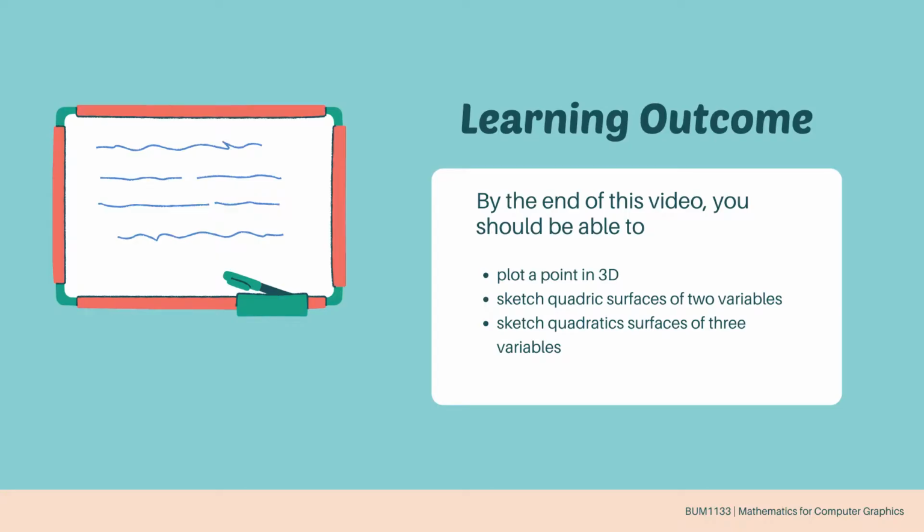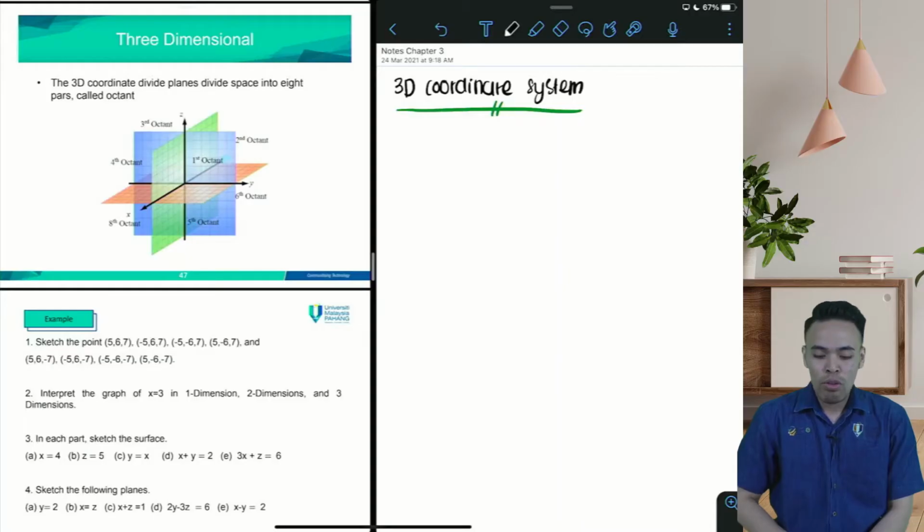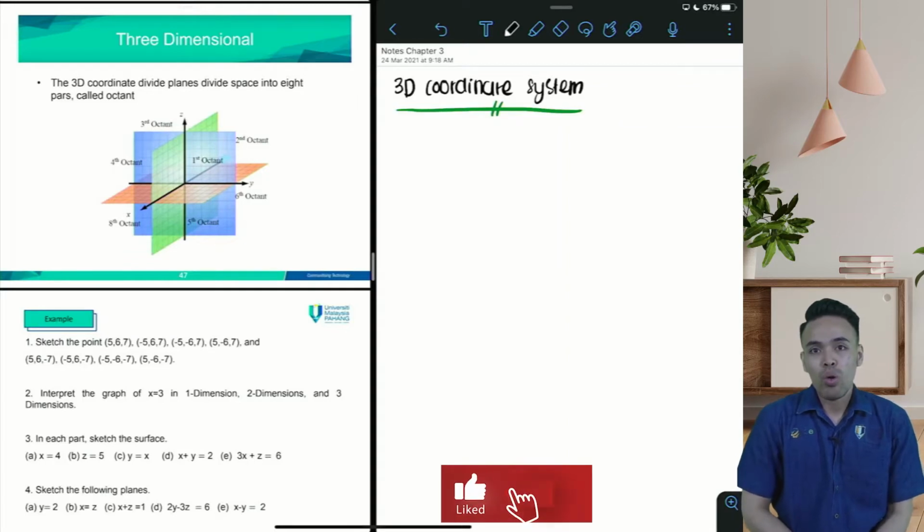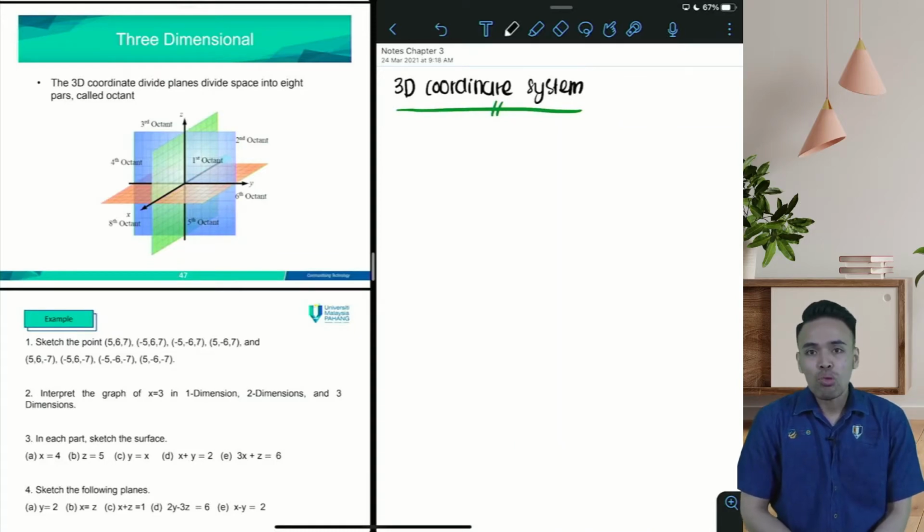By the end of this video, you as a student should be able to identify and sketch quadric surfaces in 2 and 3 variables. Before we go into details about quadric surfaces in 2 and 3 variables, let's take a look at 3-dimensional coordinates. Before this, in a 2-dimensional coordinate system, you have two axes corresponding to the x and y variables.